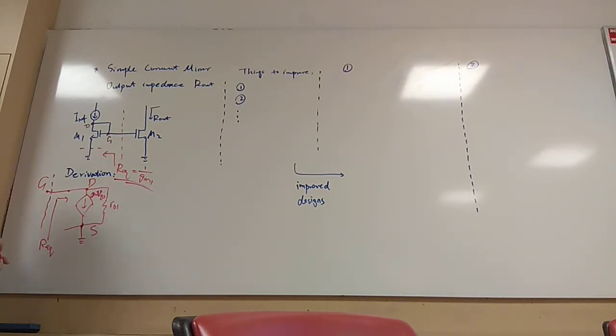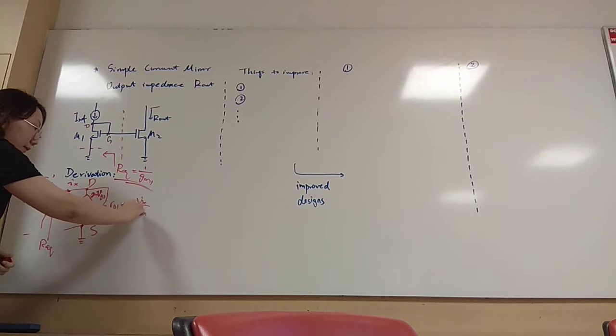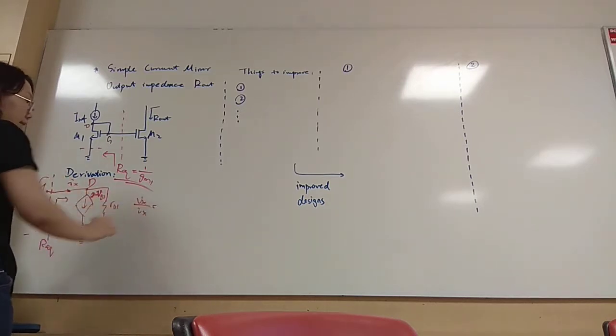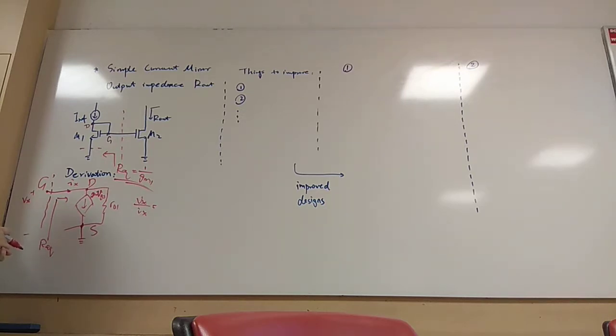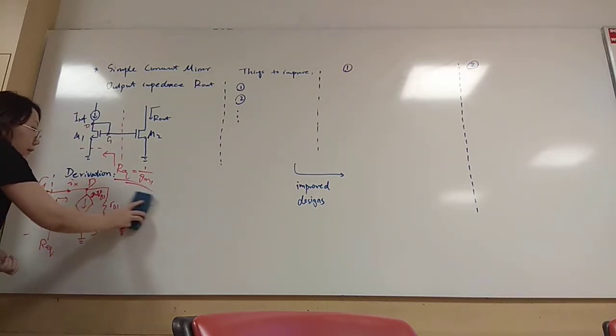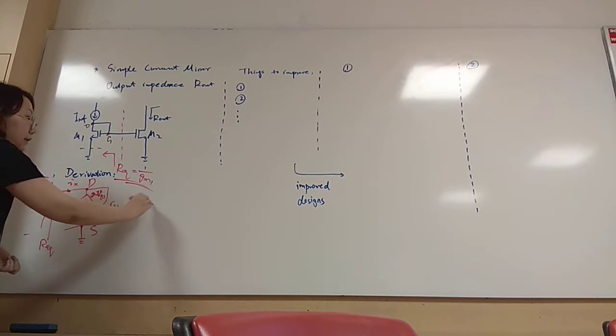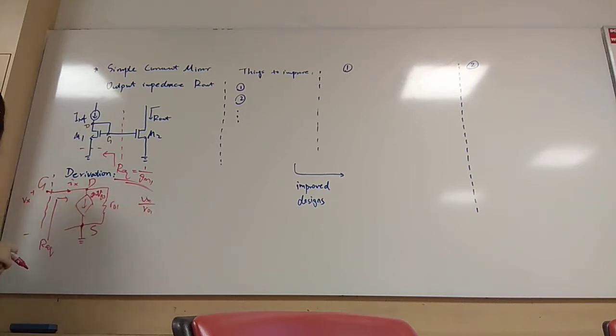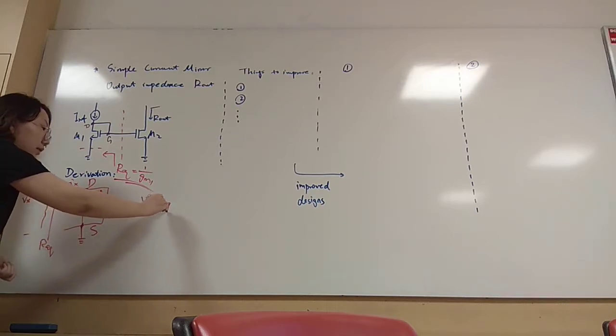REQ, we can put a test voltage to derive. Okay, so I put a test voltage. Then we see the current flow. Say my test voltage is Vx, current flow is Ix. Then how to continue? This one we should look at the Ix. Ix equals to Vx over R0 plus GmVgs.